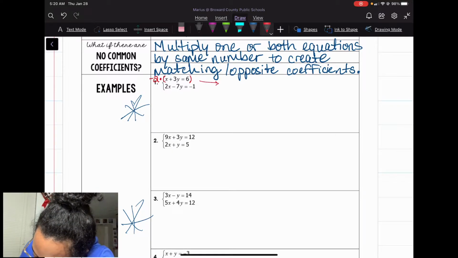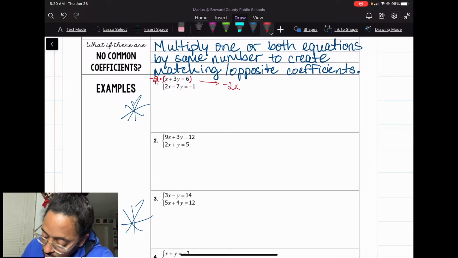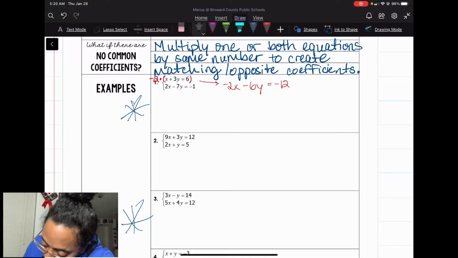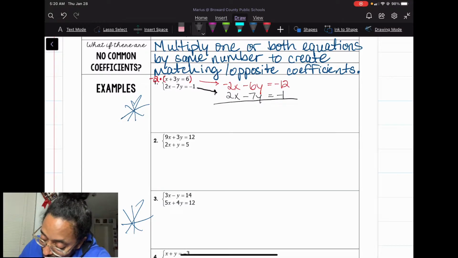So my new first equation should be -2 times x is -2x. -2 times positive 3y is -6y. And -2 times positive 6 is equal to -12. Now I can rewrite the first equation and just simply add the two equations now. So the second equation is 2x minus 3y equals -1. Now we can just go ahead and add both equations.